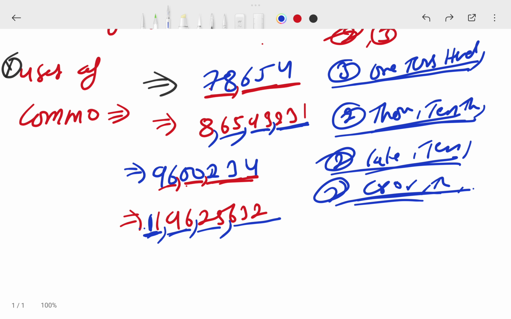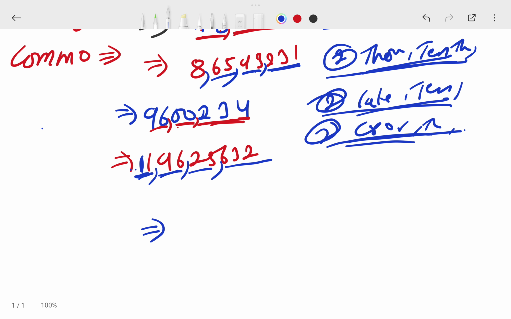Let's suppose this is a girl. Just understand it like this: girls have long hair, and it looks nice on girls only. But if boys take long hair, how will it look? It will look somewhat different, right? So if you put a comma here like that, it will be like boys having long hair. That's why we are not doing it.